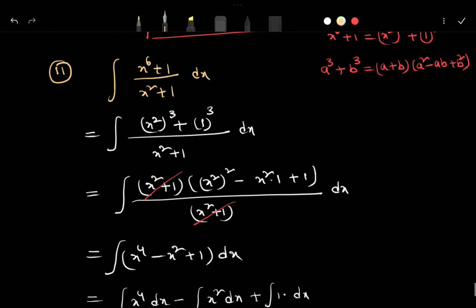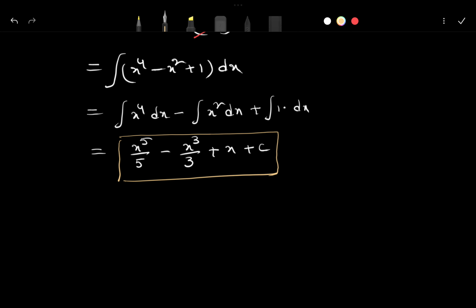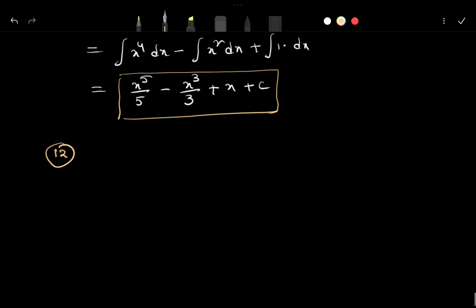And one more question in the same model, that is question number 12. See, the 12th question will be integration of x to the power of 6 minus 1 whole divided by x square plus 1 into dx. The above question and this question: there it was x to the power of 6 plus 1 by x square plus 1, but here it is x to the power of 6 minus 1.